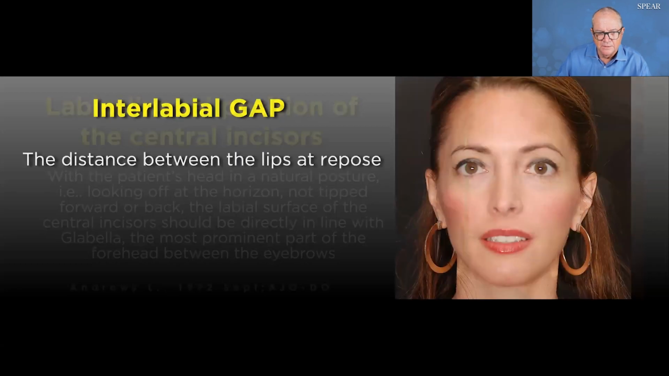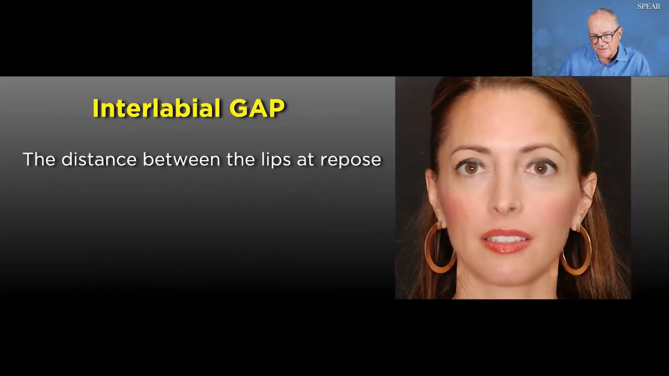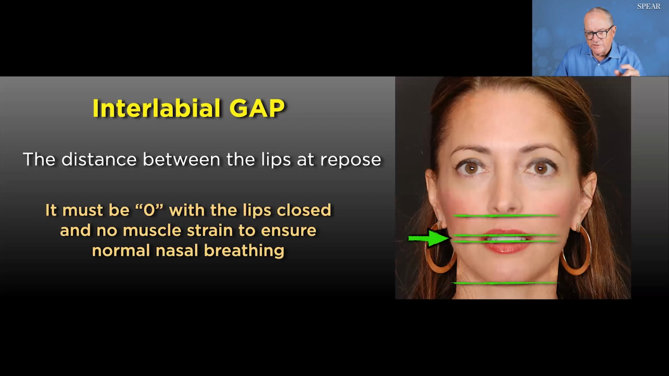And then finally, something you might not have heard of is called interlabial gap. And interlabial gap is the space between the lips at rest. It's that space right there. And the reason interlabial gap is important is because of breathing. We need the patient to be able to close their lips together without straining. Otherwise, they're going to be a mouth breather.